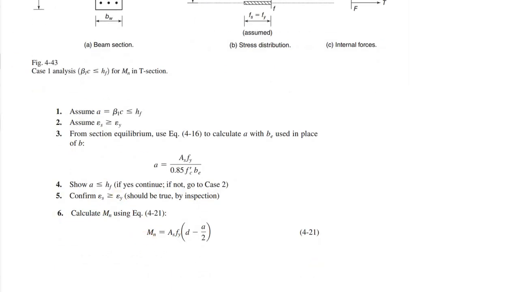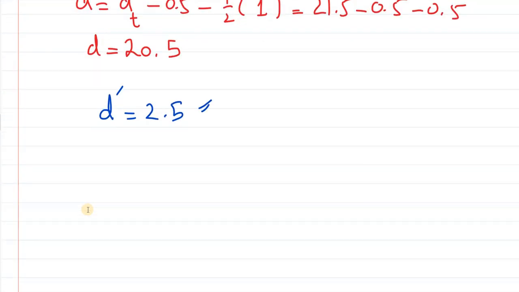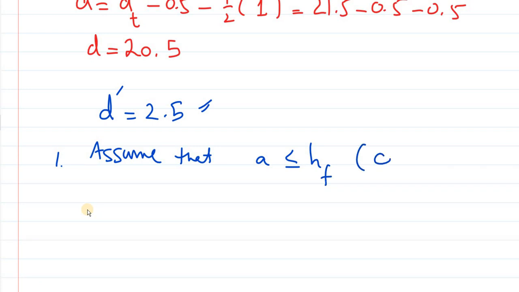So let's quickly execute this procedure over here. We are assuming, so first assume that A is equal to or less than HF, so that means we are assuming case number 1.